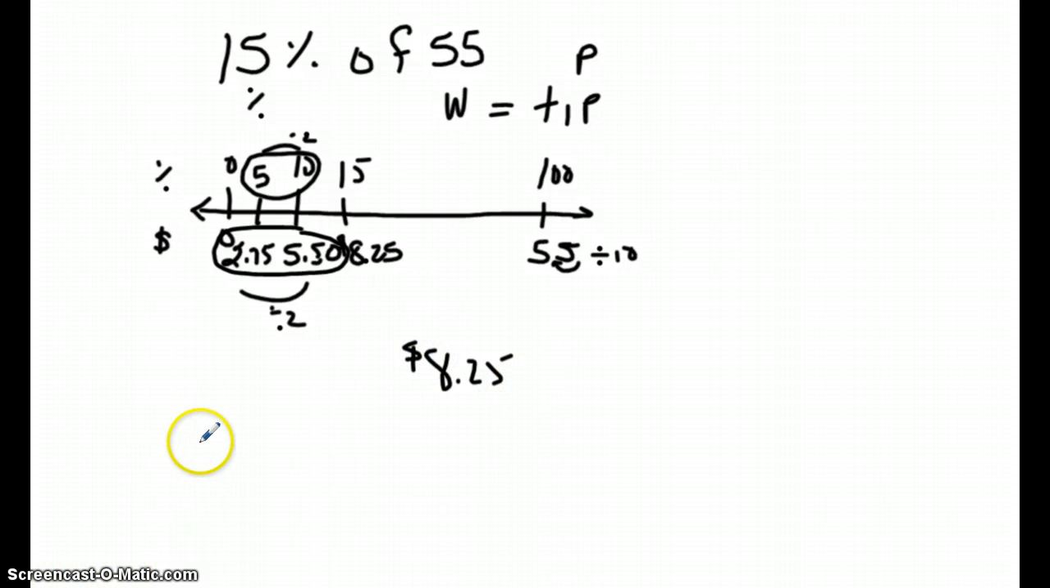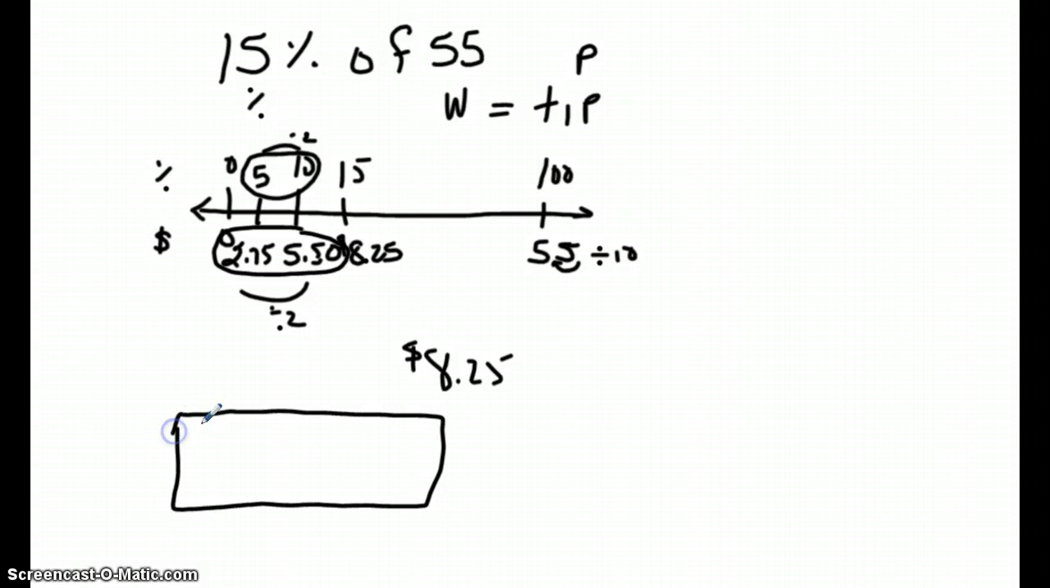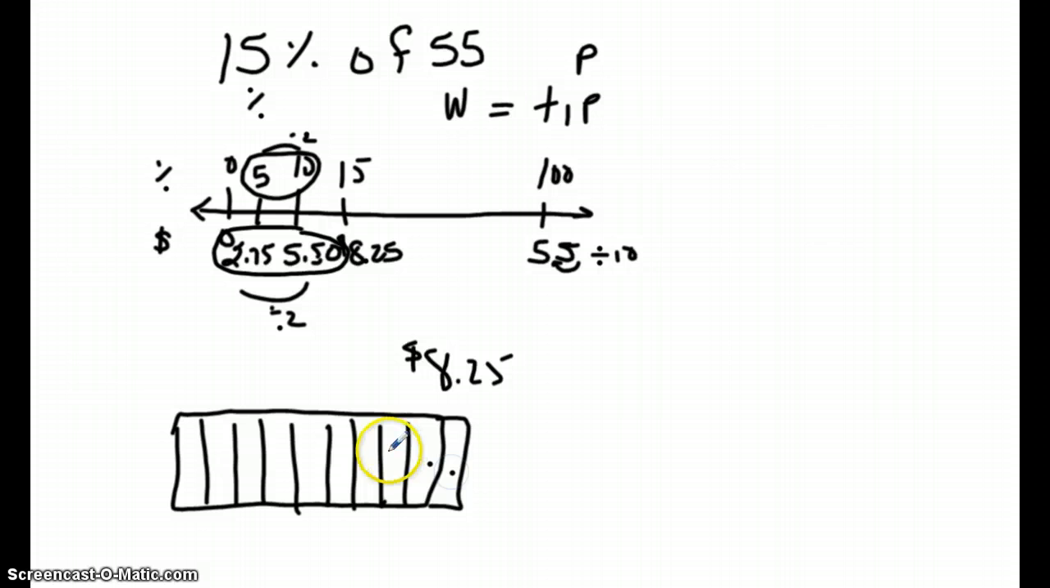Next, I'm going to use a tape diagram to solve the same problem. So if I want to set up my tape diagram, I'm going to draw my rectangle with 10 equal pieces. Let's count 1, 2, 3, 4, 5, 6, 7, 8, 9, and 10. And I know that my whole amount of my tape diagram is $55, which matches my 100%. Which means each piece is $5.50. And again, I'm putting that zero on the end so it makes sense.